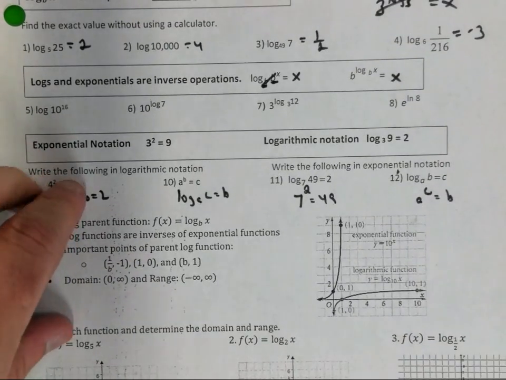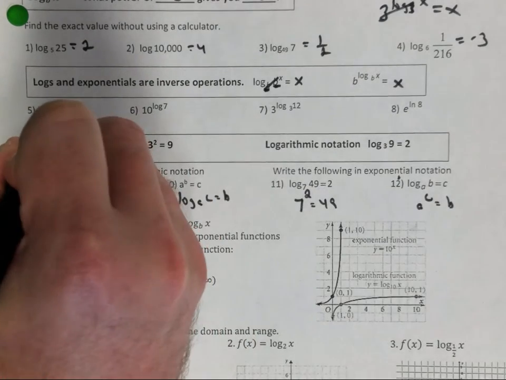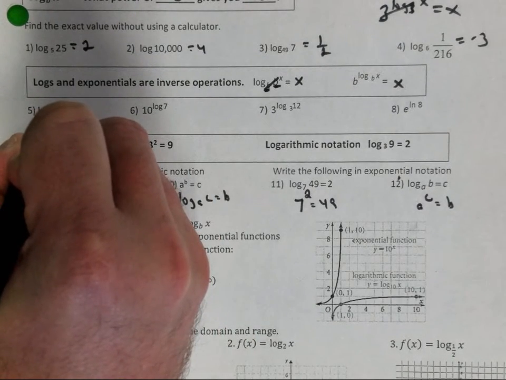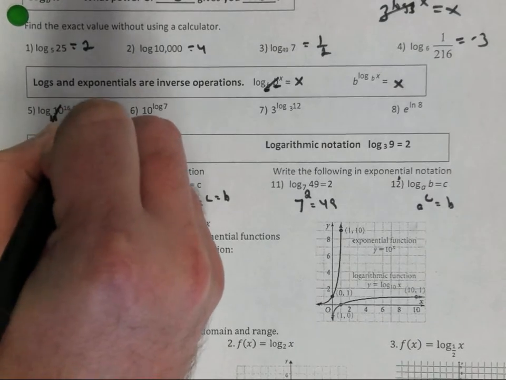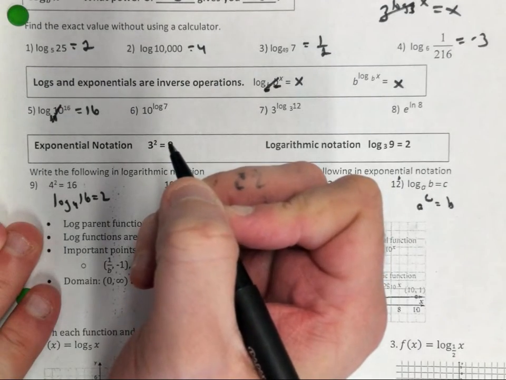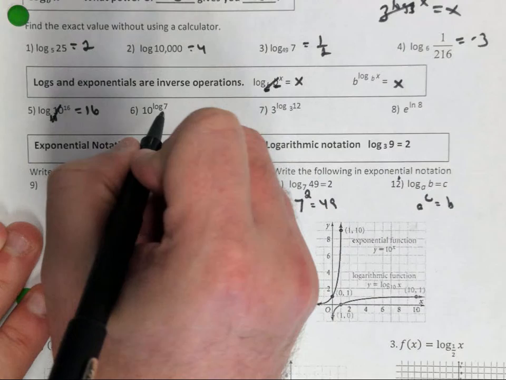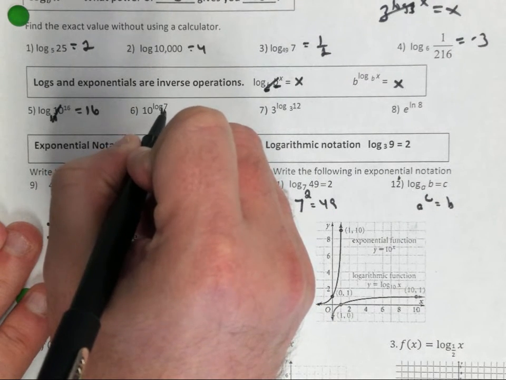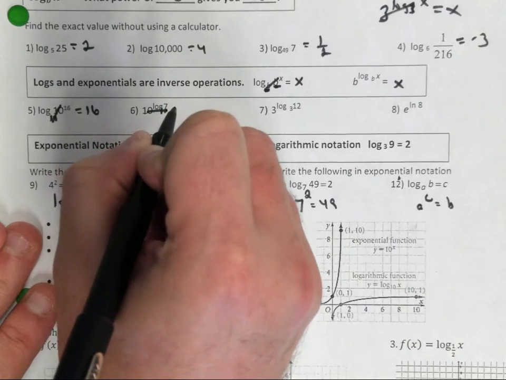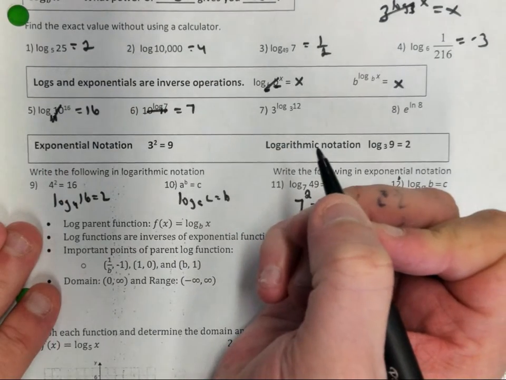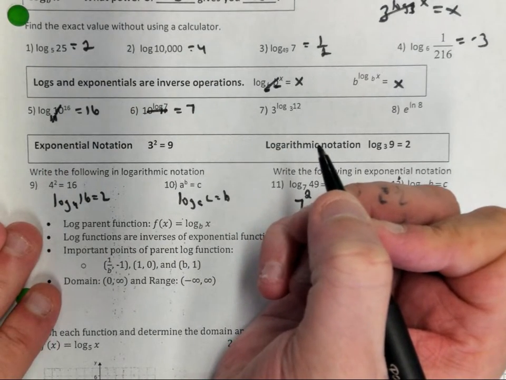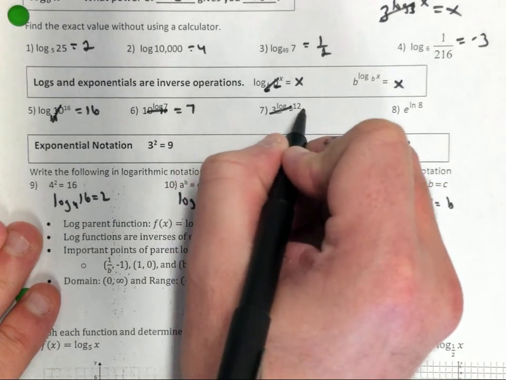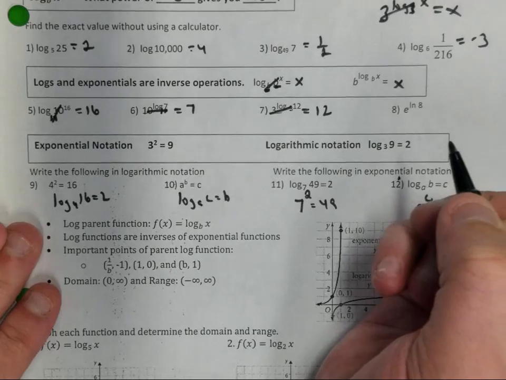So right here, on number 5, I do not see a base there, but what will be my base there? Those 10s are the same number, aren't they? So what's your answer? 16. What's your understood base up here in this log? 10 and 10 is the same, isn't it? So what will be your answer? 7. These 3s are the same, so your answer is 12.